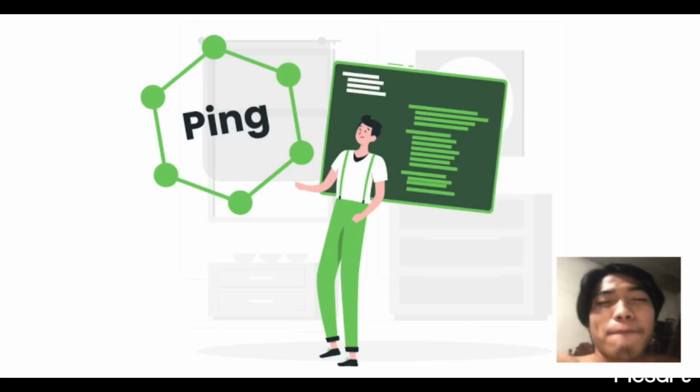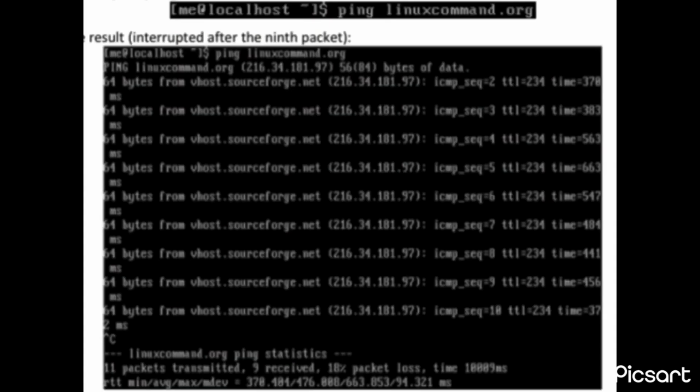Una sa ating listahan ay ang ping command. Ito ay ginagamit upang suriin ang konektibidad sa pagitan ng dalawang network devices. Ang ping command ay nagpapadala ng mga packets ng data patungo sa destination at nagbabantay sa bilis ng pagbalik nito. Ito ay napakahalaga para malaman natin kung may connection tayo o kung may latency sa ating network.